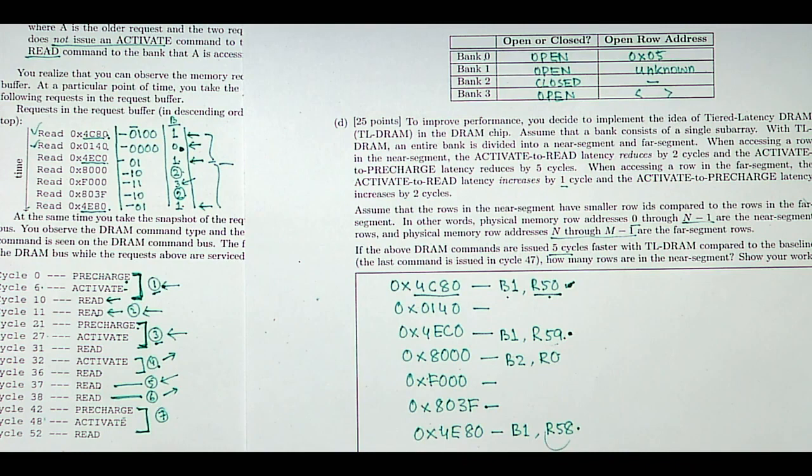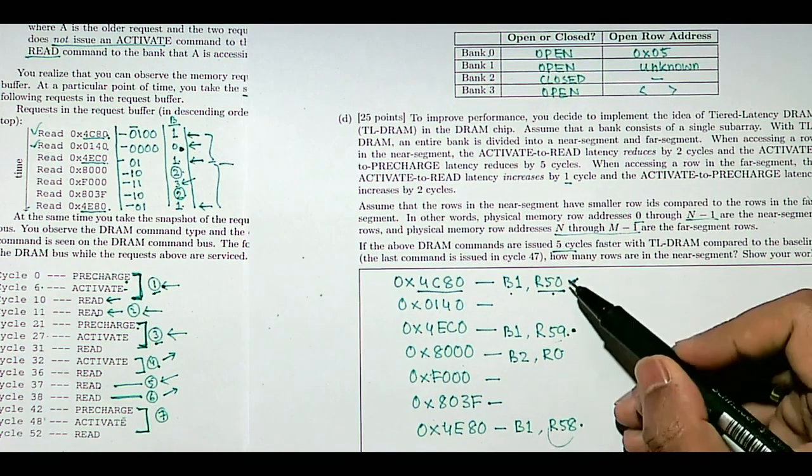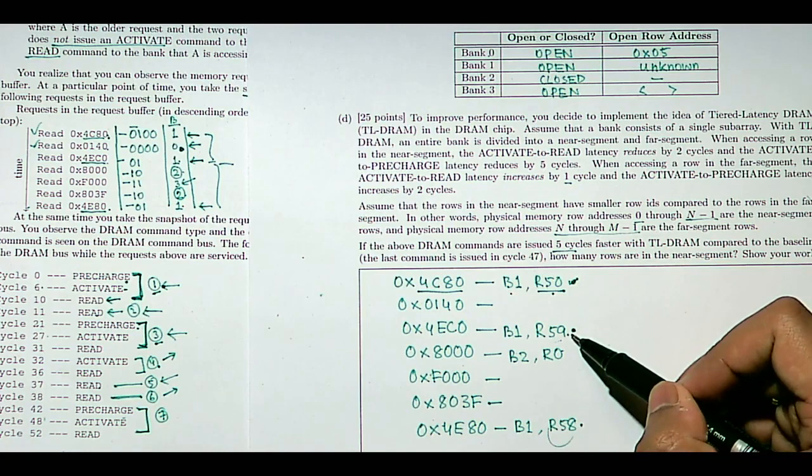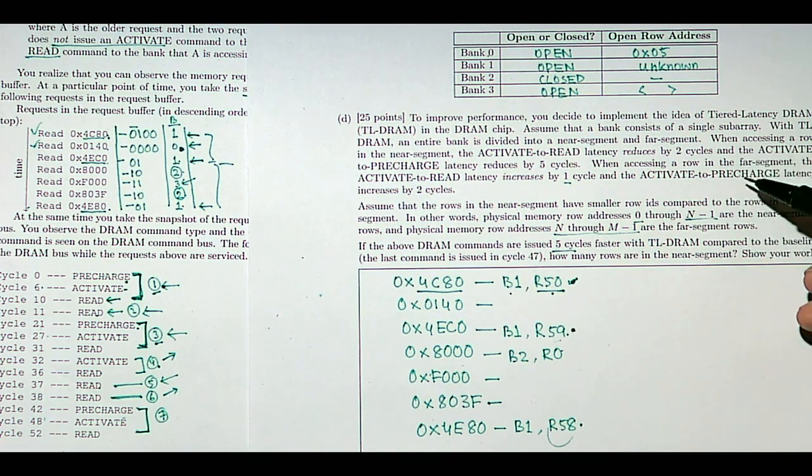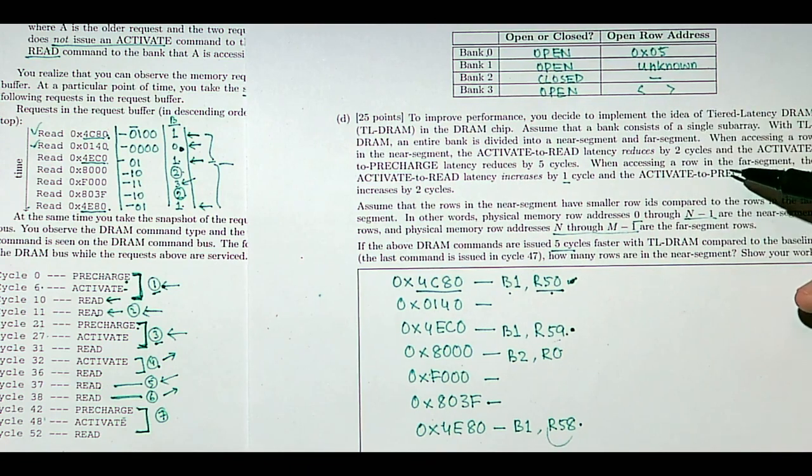Right. But there were different rows, so we get no benefits and no penalties. Pre-charge to activate: yes, we pre-charge row 50, and then we activate row 59. But there are different tiers, so we don't actually have any benefits, at least according to the description, for pre-charge to activate.